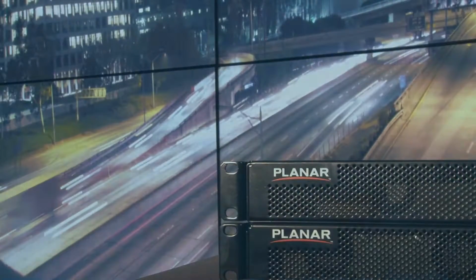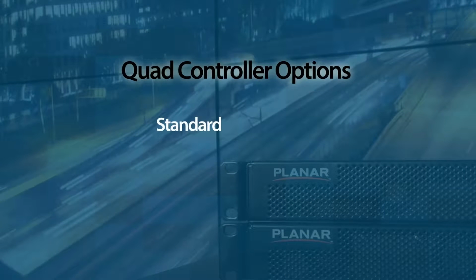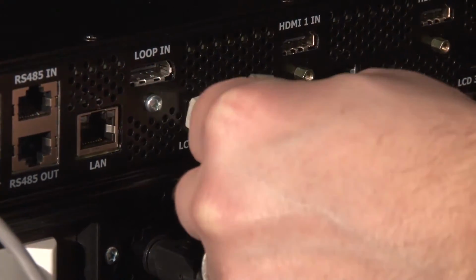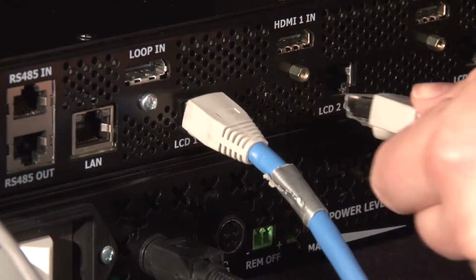2 different quad controller options are available. The standard distance quad controller allows you to send video signals up to 200 feet away from the displays. The extended distance quad controller allows you to send video signals up to 330 feet away from the displays, with no additional hardware required.